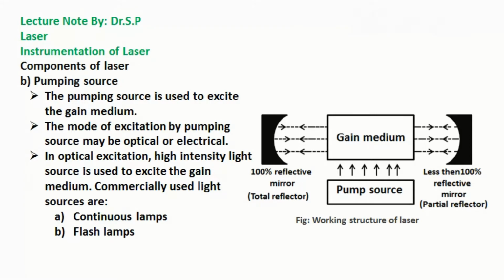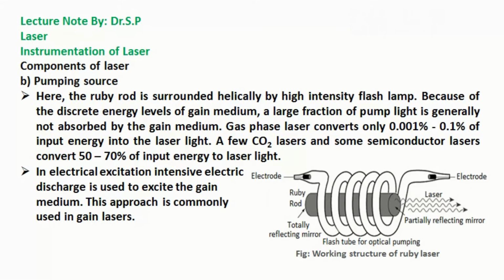Pumping source. The pumping source is used to excite the gain medium. The mode of excitation by pumping source may be optical or electrical. In optical excitation, a high-intensity light source is used to excite the gain medium. Commercially used light sources are continuous lamps and flash lamps. Here, the ruby rod is surrounded helically by a high-intensity flash lamp.